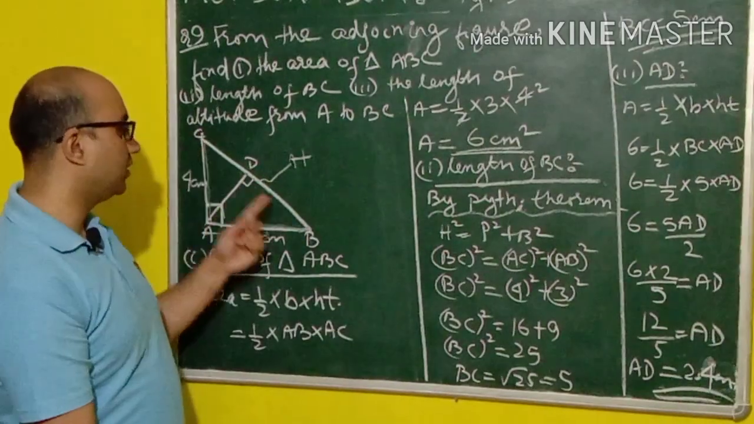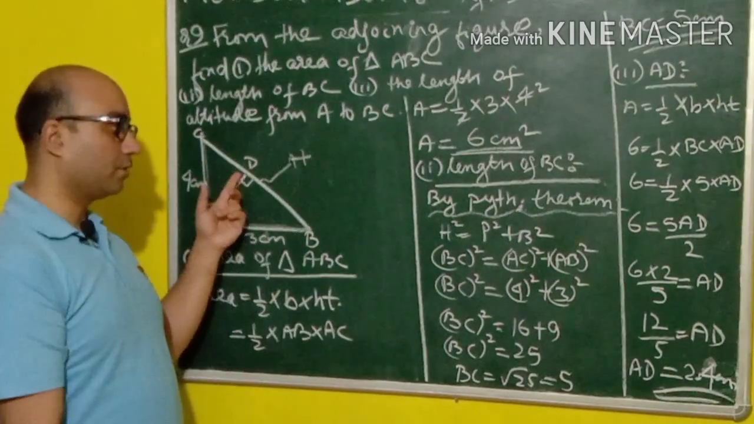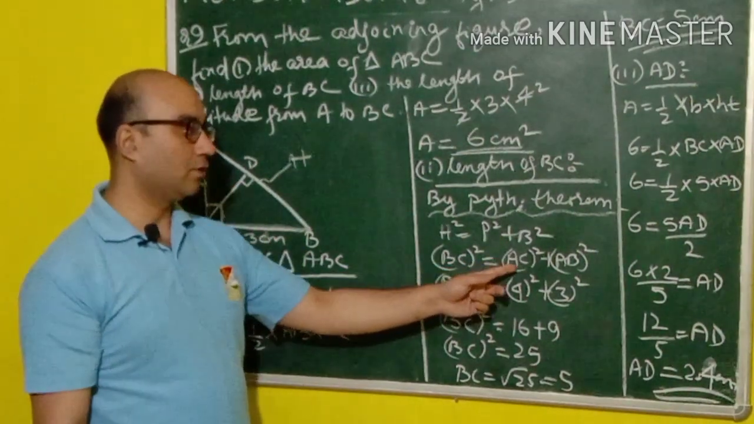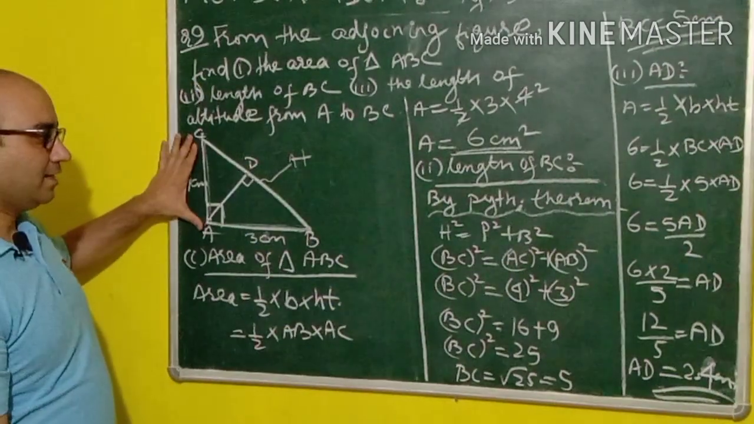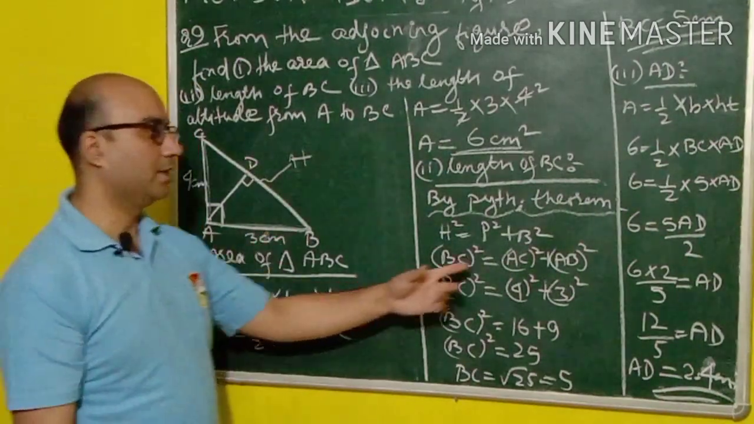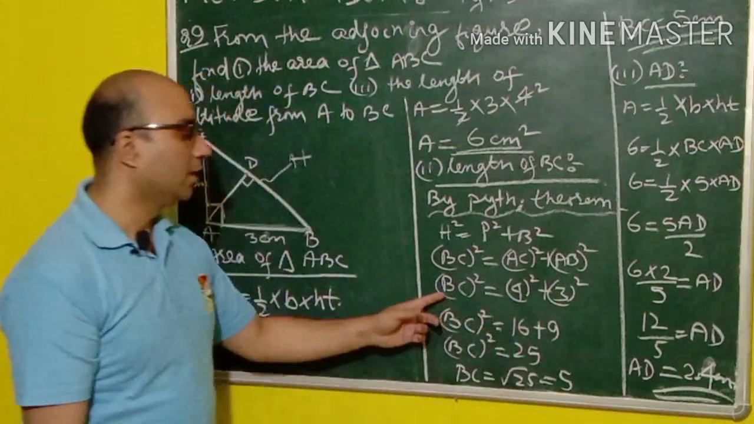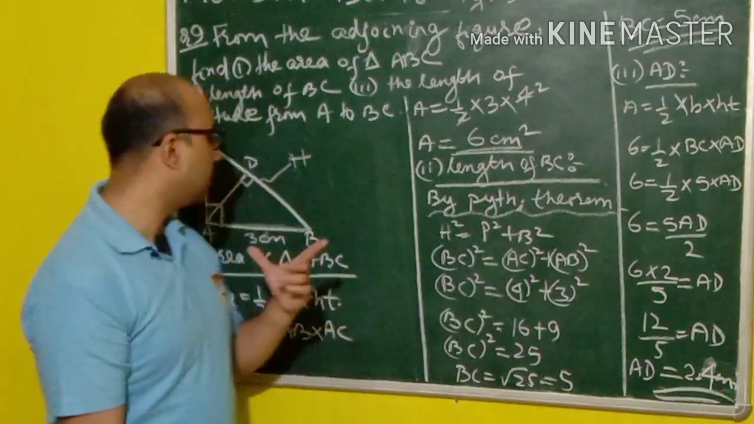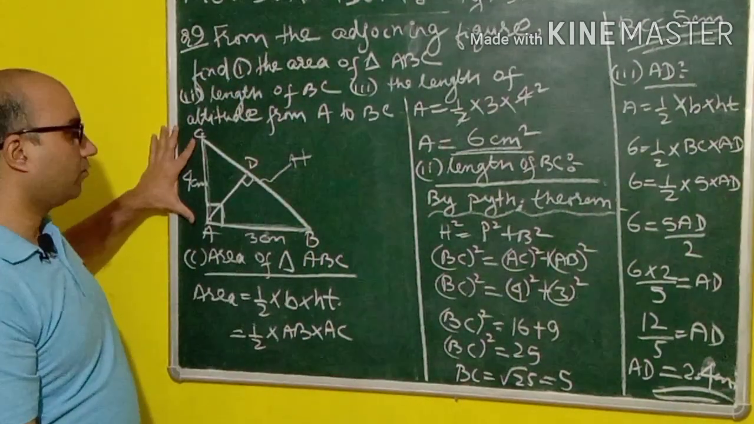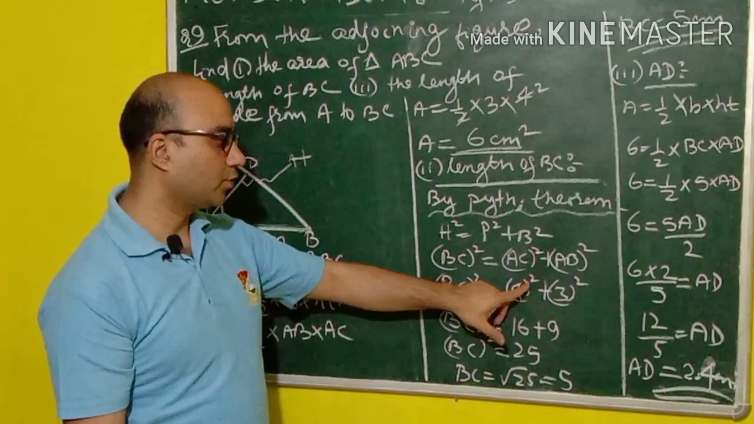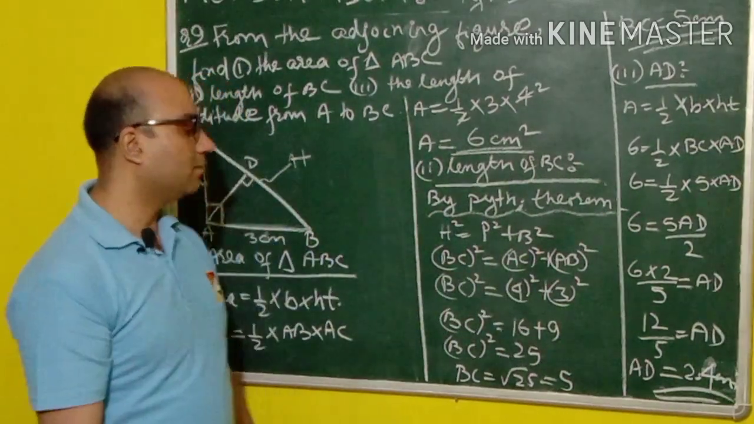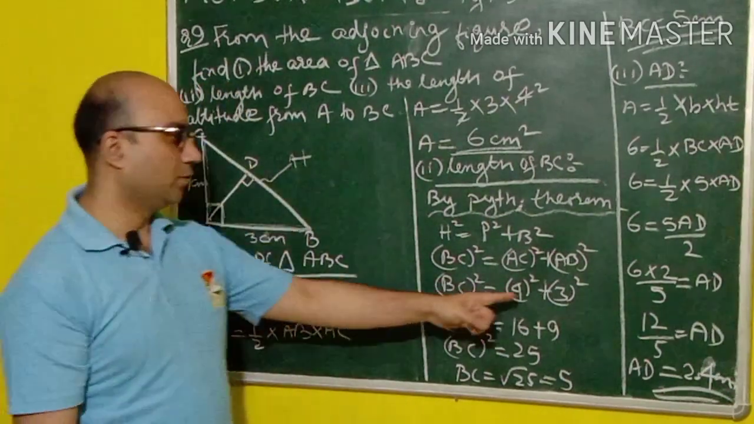Hypotenuse is BC, which we don't know, we are looking for BC. So BC square is equal to perpendicular AC square plus base AB square. So BC square is equal to AC, which is given as 4 centimeter, that means 4 square, plus AB, which is given as 3 centimeter, so 3 square.